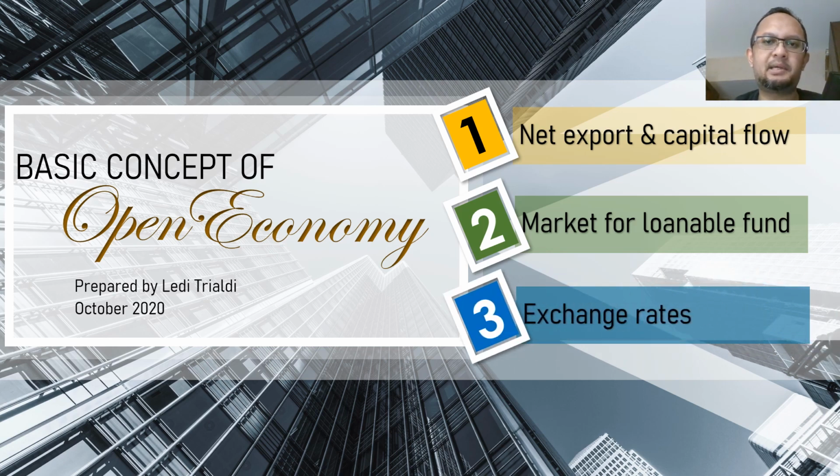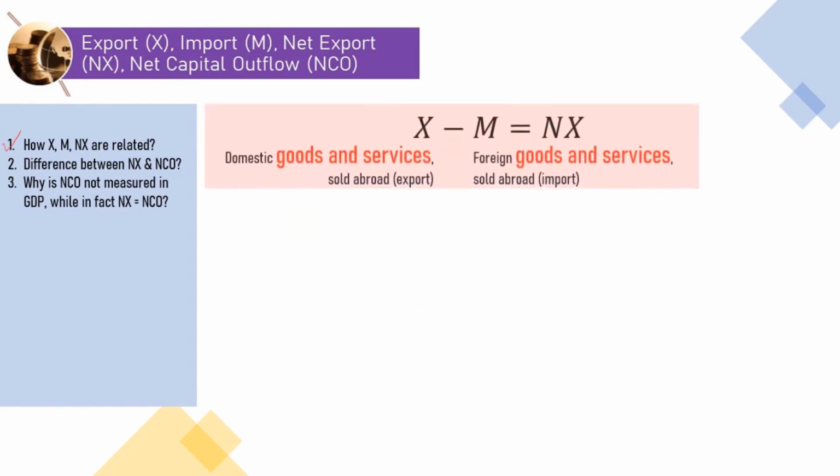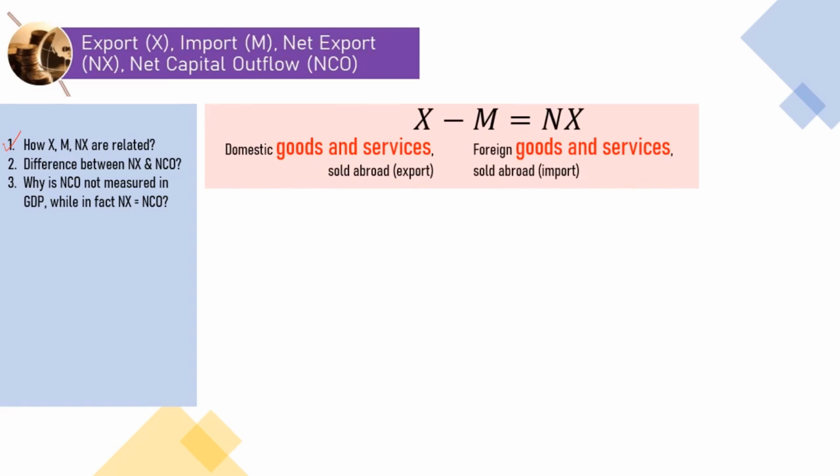My first presentation will cover the first two topics, while the last topic about the exchange rates will be presented in my second presentation. Okay, let's start with the first one, the basic definitions. To answer the first question, I would like to show you this familiar equation. Export minus import equals net export. The emphasis is on goods and services. Export and import are about purchase of goods and services in an open economy. That is why it is measured in GDP.